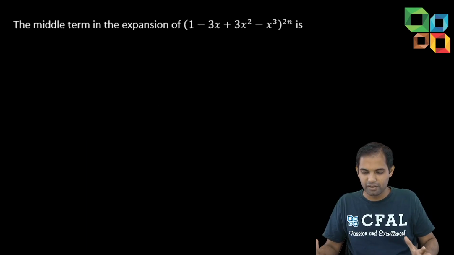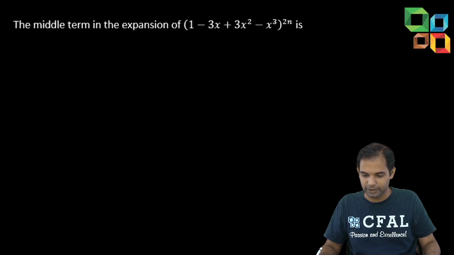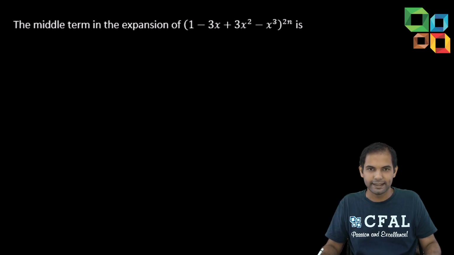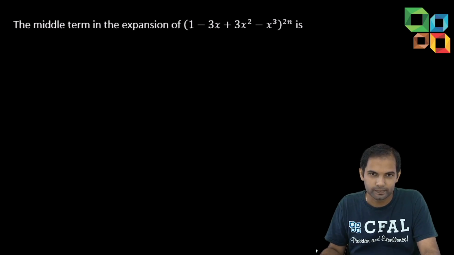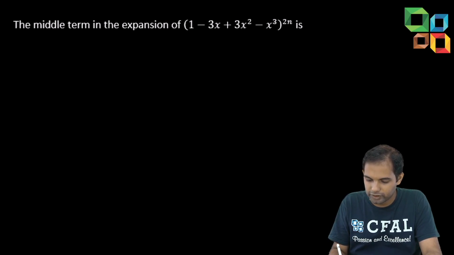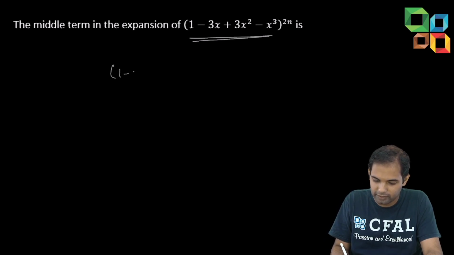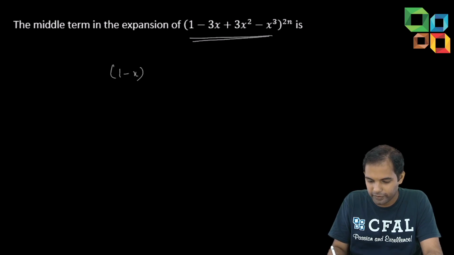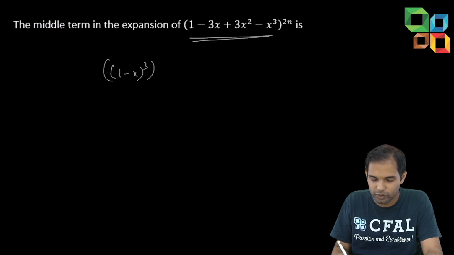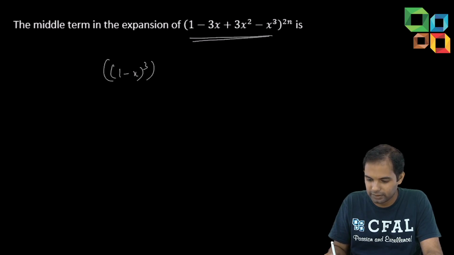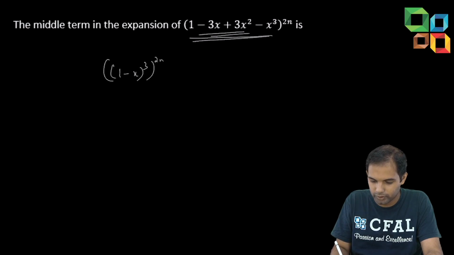Middle term of the expansion (1 minus 3x plus 3x square minus x cube) whole power 2n. Now, if you simply directly try to figure out with 4 terms, it's going to be very tedious. All you have to do is see what are the terms inside. If you have figured that out, that inside is (1 minus x) whole cube, correct? It's nothing but that expansion, and the problem becomes very simple. This is whole power 2n. I can write this as (1 minus x) whole power 6n.